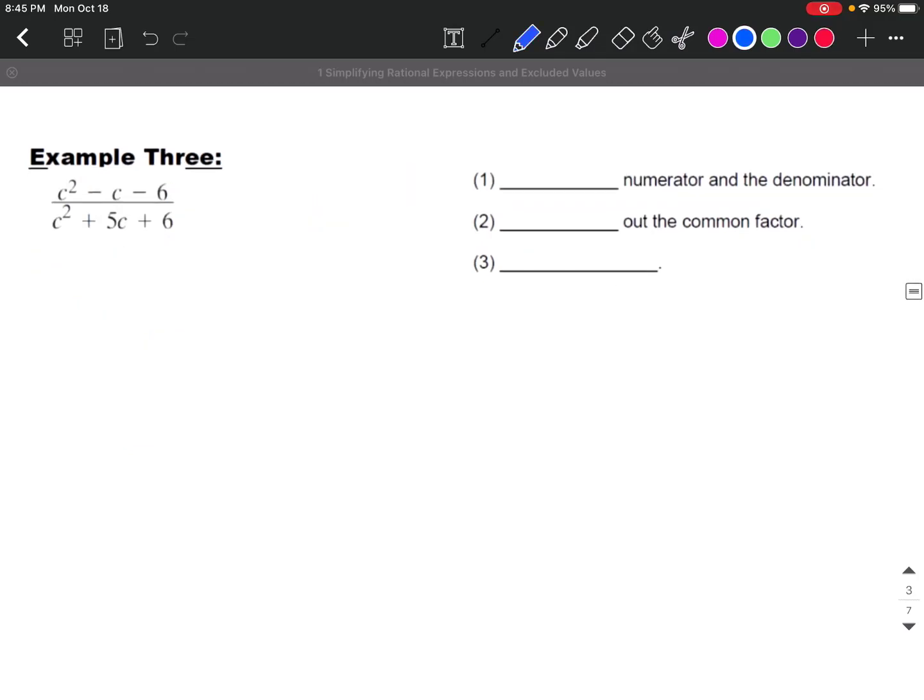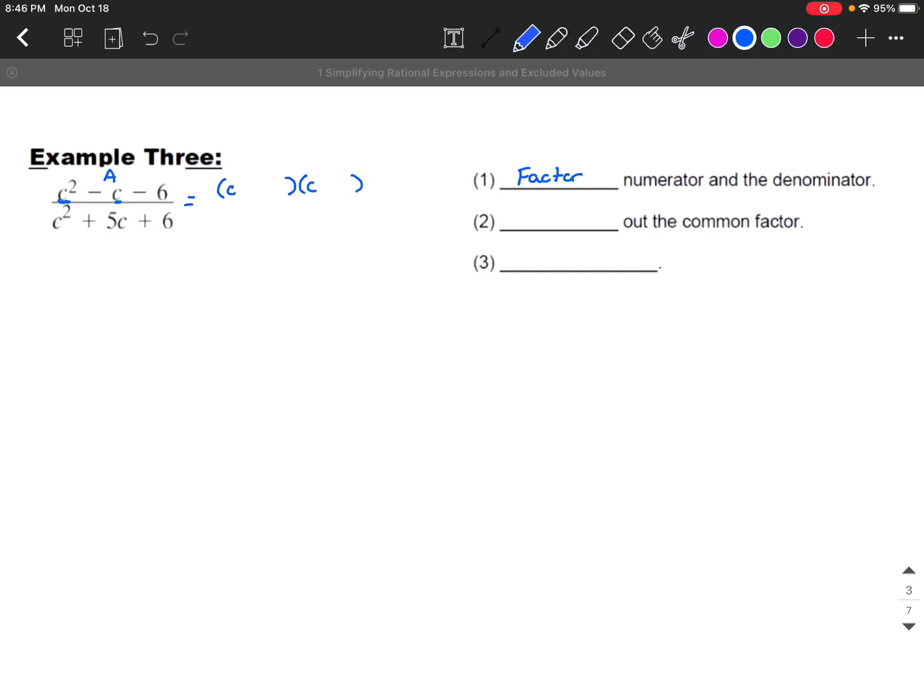Let's try example 3. So the first thing we need to do is factor both the numerator and the denominator. Now notice both of these are trinomials, okay? And in the top, we're going to have 2 parentheses. And notice since we have a c squared and the middle term is c, we're going to need a c in the beginning of each parentheses.